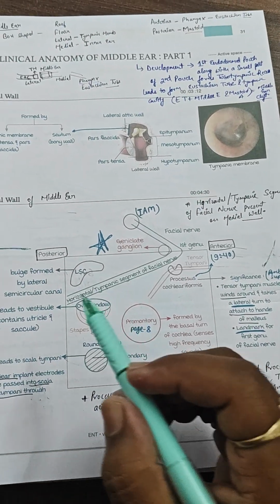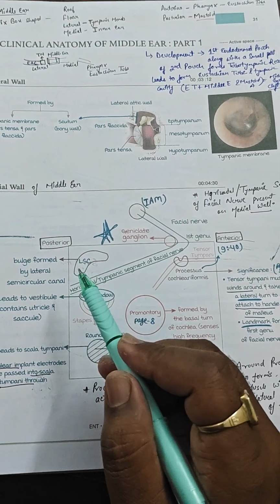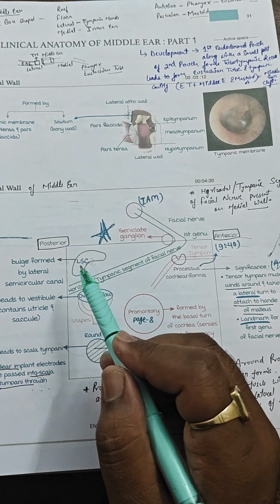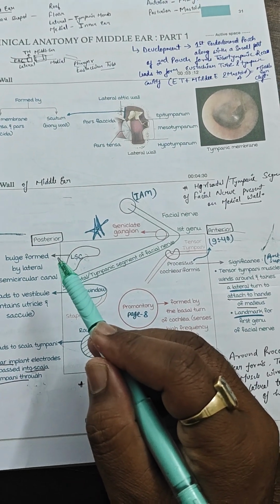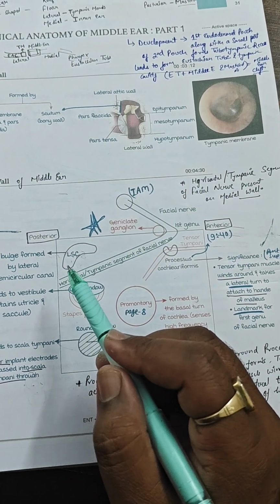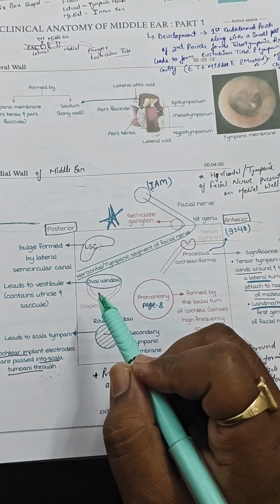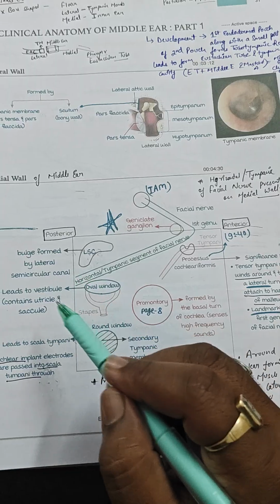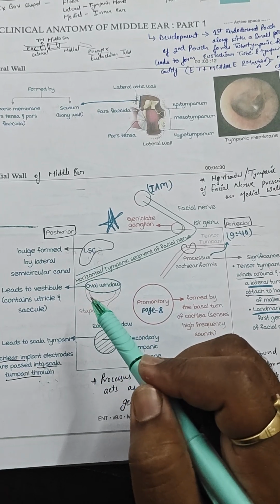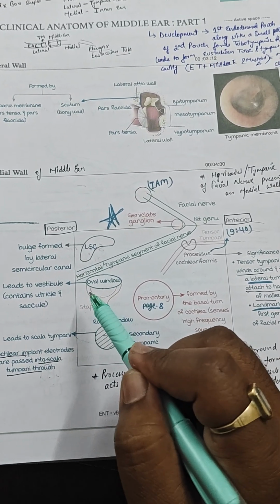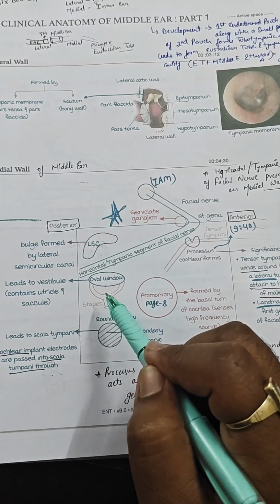Now there is the bulge of the lateral semicircular canal, which is present on the posterior superior portion of the medial wall. If we discuss the oval window, it lies posterior superiorly, with the footplate of the stapes. Here it is the footplate of the stapes.